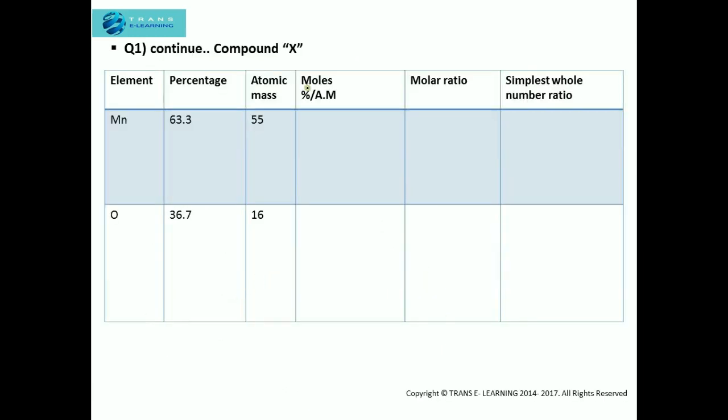First of all, we need to find the moles of each and every element, that is manganese and oxygen, and the moles can be found out by dividing the percentages by the atomic mass. So the moles of manganese will be 63.3 divided by 55. This will come out to be 1.150. And when we divide 36.7 by 16, it will come out to be 2.293. These are the number of moles of manganese and oxygen.